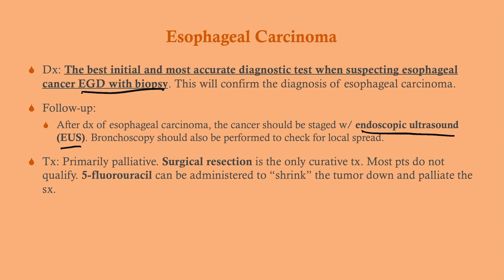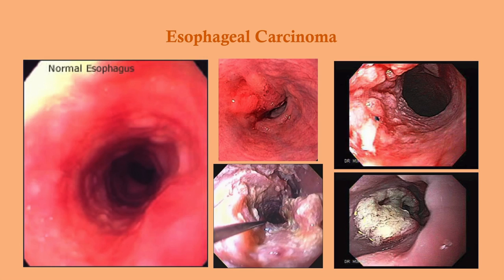Most of them are not amenable to surgery. However, if they are, then you can do surgical resection. In many cases, we will administer a chemotherapeutic drug to shrink the tumor down to make it easier to resect. And typically the drug that's used is 5-fluorouracil, but there are other agents. That is not germane for your exam. This is what cancer looks like. You can see here on the left, this is a normal esophagus. And then you can see these nasty looking tumors that are growing in the esophagus.